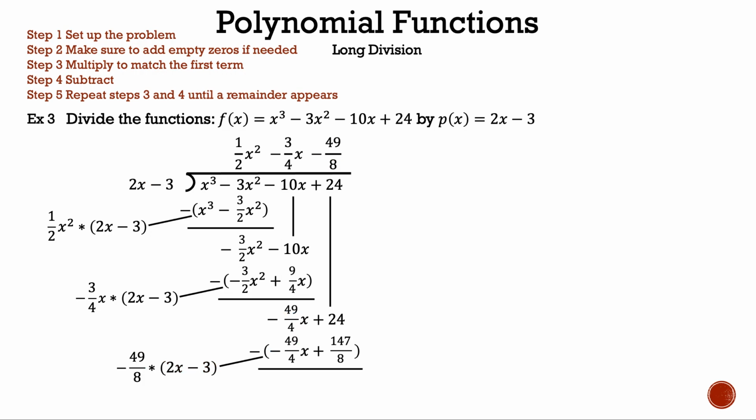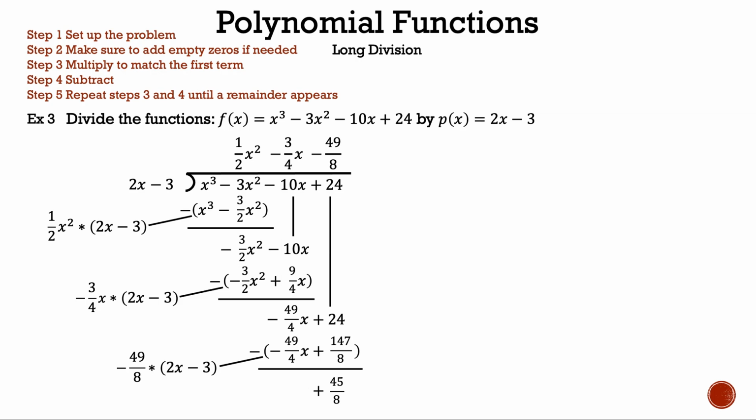Now we subtract. It is important to have the parentheses, otherwise we might forget to change the sign on the second term. Now let's subtract, and our result is 0x plus 45/8. Let's get rid of the 0x. We can't go any further, so we have our answer.